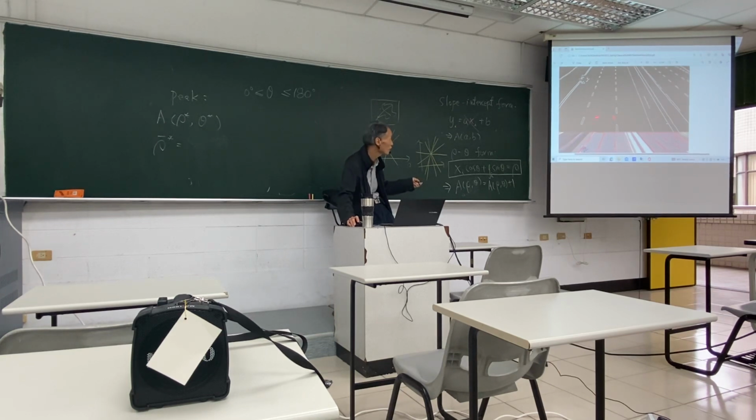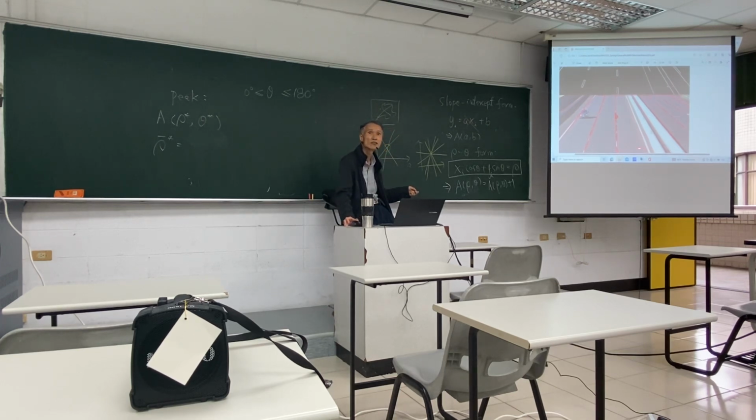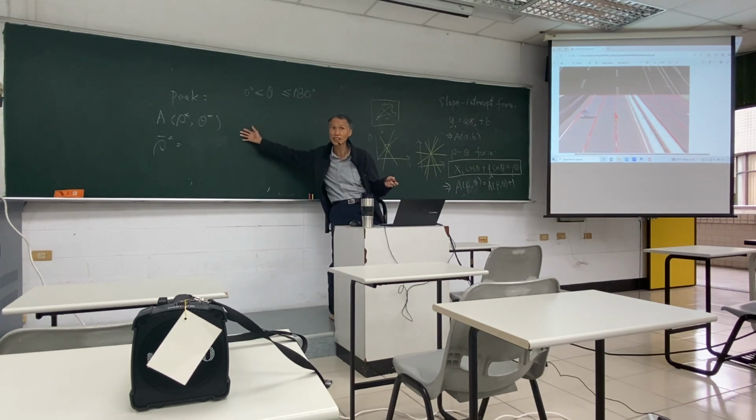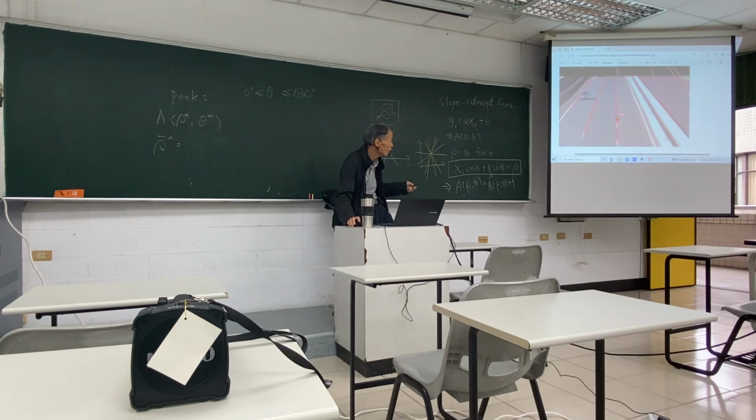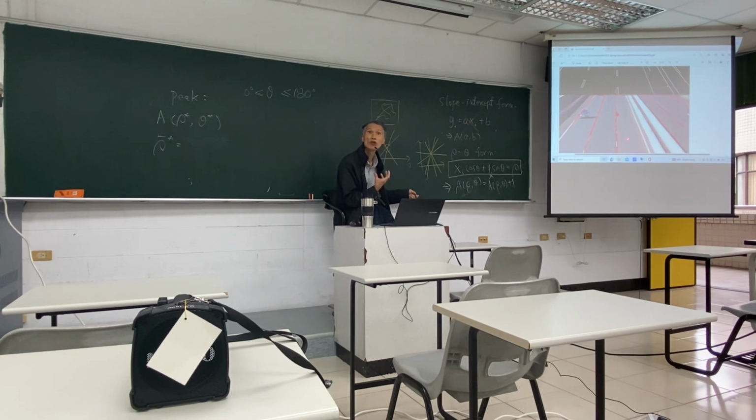But if you only care about one, then you do the non-maximum suppression, which means you just retain the local maximum accumulator if these two lines are too similar to each other. Anyway, that's the result for line detection. It shows pretty good, but when you apply that, you need to set up the threshold.